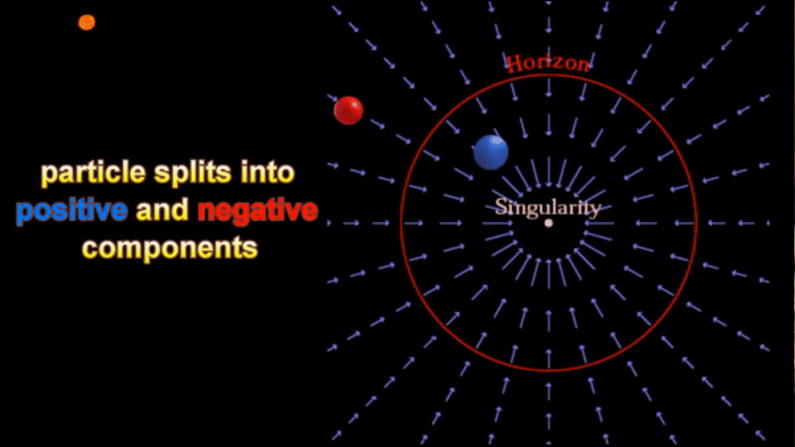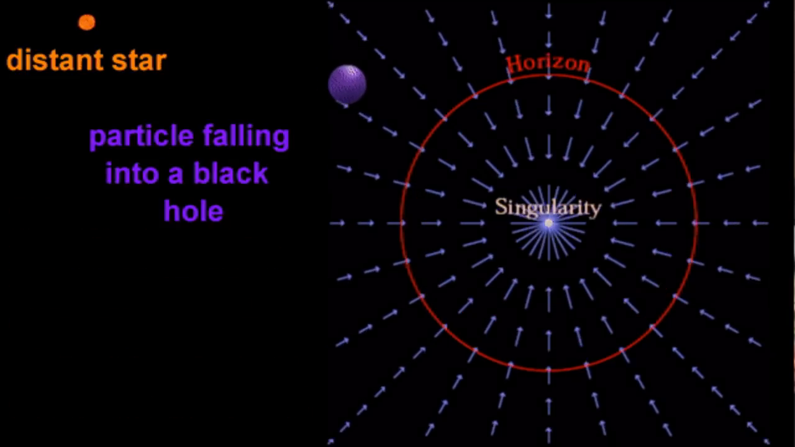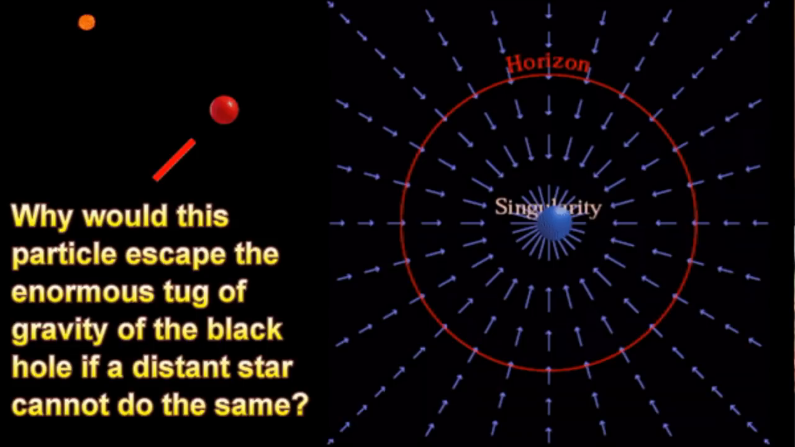One, the blue one, will fall towards the singularity, and the other, the red one, flies away towards another star, which is that orange one on the upper left. And the question is, why would this particle escape the enormous tug of gravity? Remember that the sun pulls on that star and compels it to twirl around. So why would this little particle travel outwards from the black hole? You would think it also falls towards the singularity. And they're saying no, that one falls in, the other one leaves, and you are able to see this one.